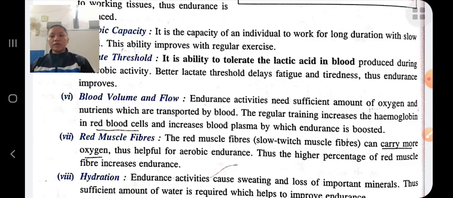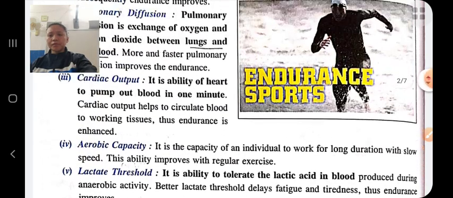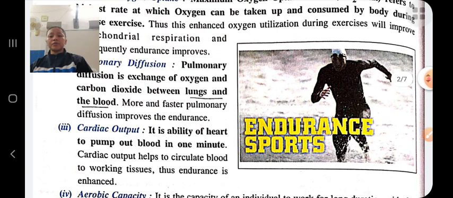Pulmonary diffusion means exchange of oxygen and carbon dioxide. The more the exchange of oxygen and carbon dioxide is fostered, the more will be the endurance.